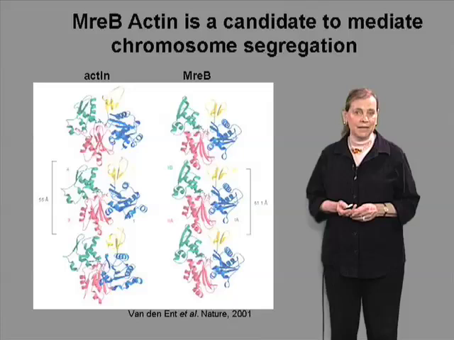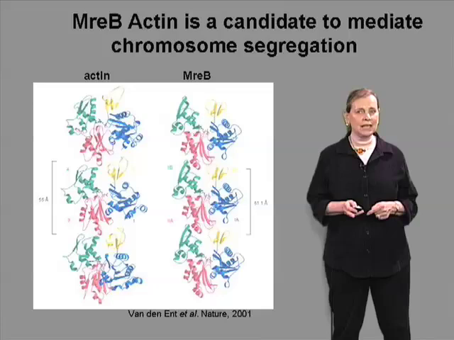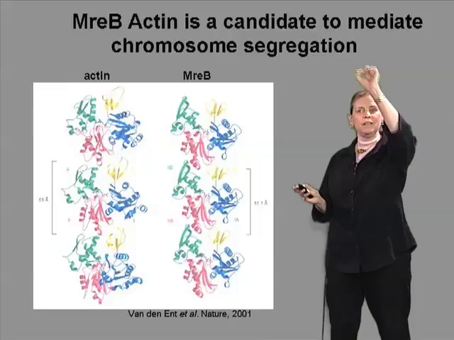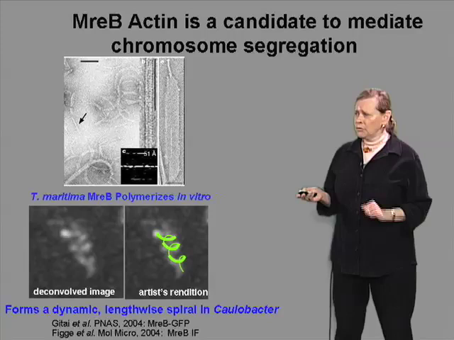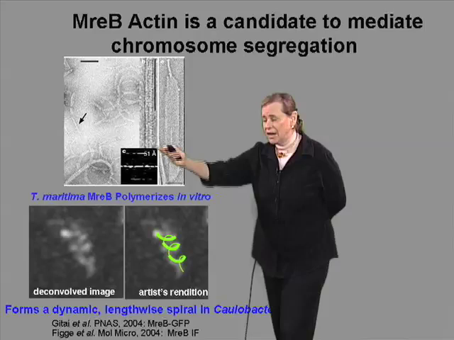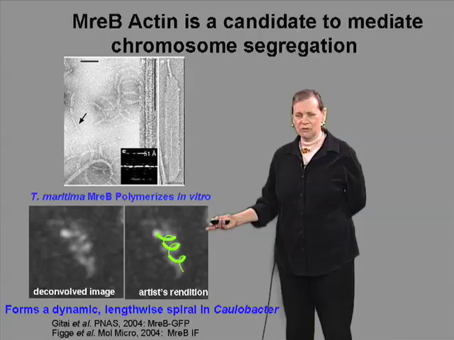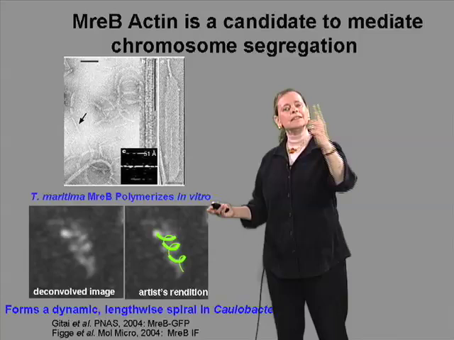So we decided to investigate how MreB might help or function in the cellular movements, like moving that origin. The MreB actin, this one is showing the polymerization of that actin in another kind of cell. Down here, it shows how this actin is organized in almost all bacterial cells, including Caulobacter, and it's organized in a spiral all the way down the length of the cell.